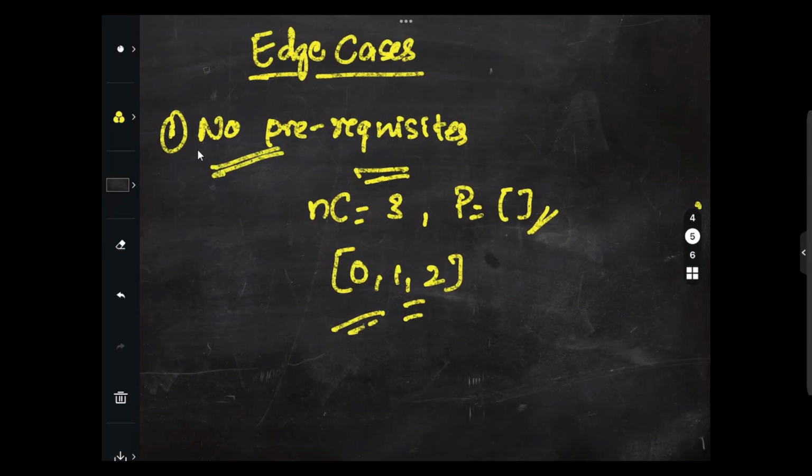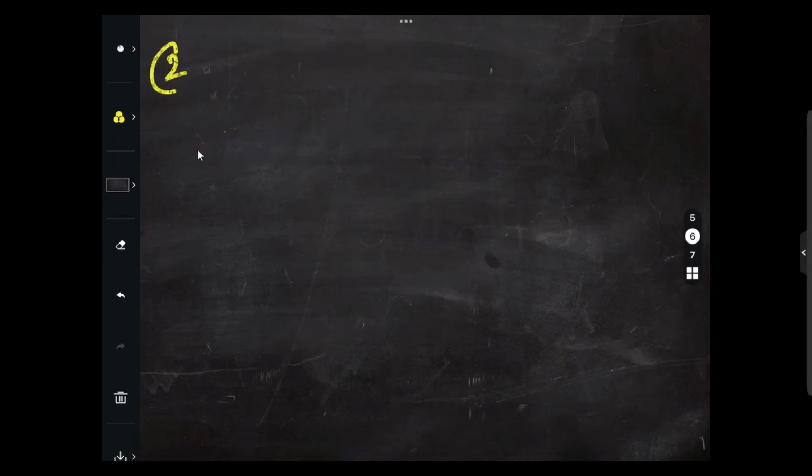So this is for the condition no prerequisites, right? You can visualize or try it out in the same way that I had shown for example 1. You'll get the same output here. I hope this is clear. The second edge case that we'll be going with here is single course.